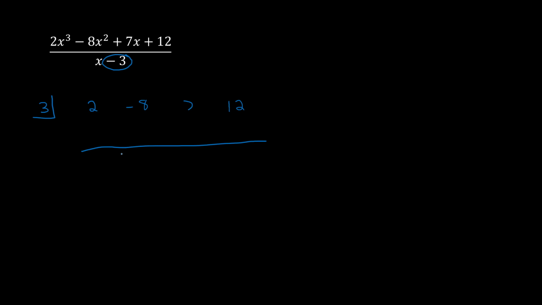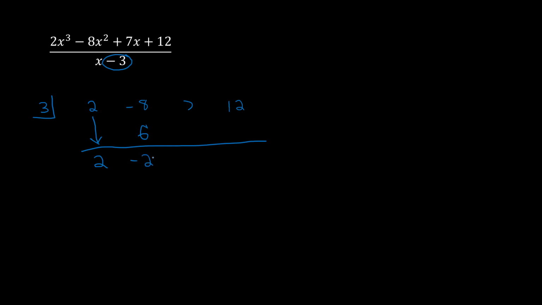And then from here, what we do is we always begin by bringing down this first number. So we bring down the 2, and then we take the 3 over here, multiply it by whatever is down here. So 3 times 2 would give me a 6, and we write that right here. So there's a 6, and now we take the negative 8 and the 6 and add those together. Negative 8 plus 6 would give you a negative 2.